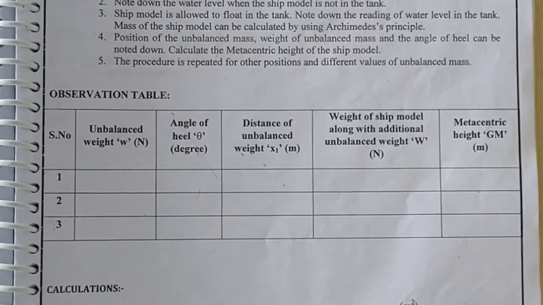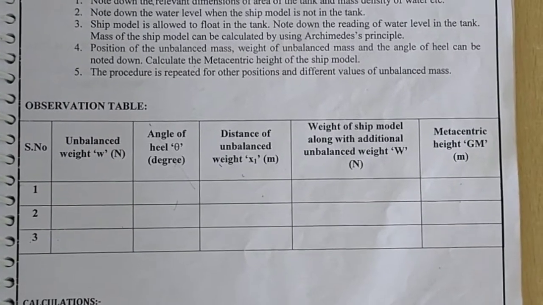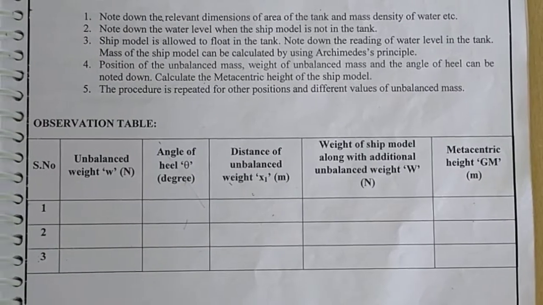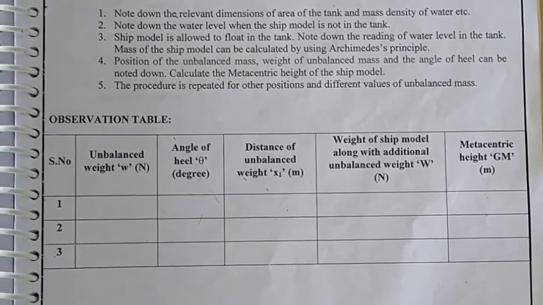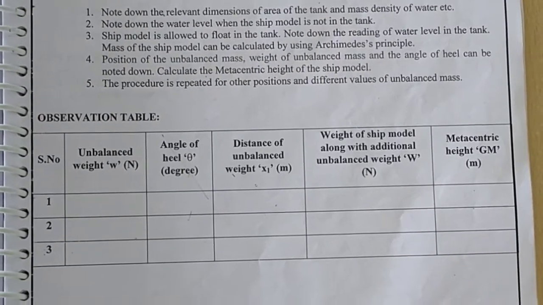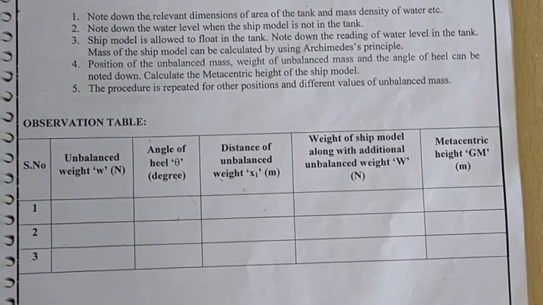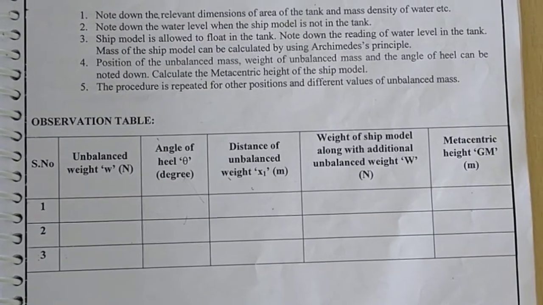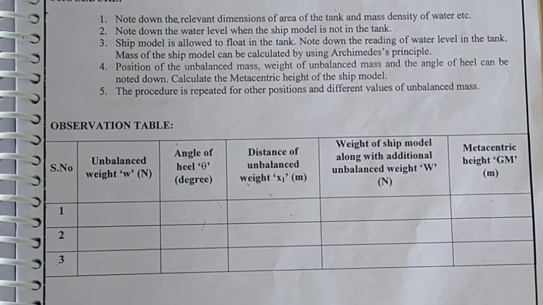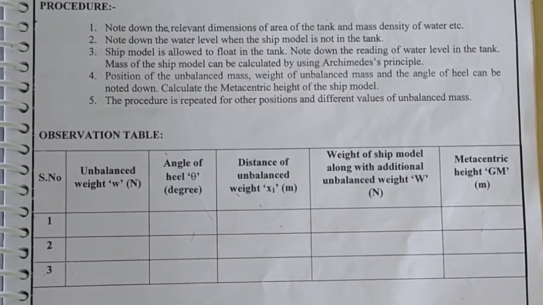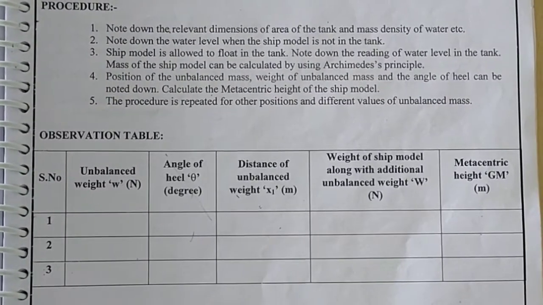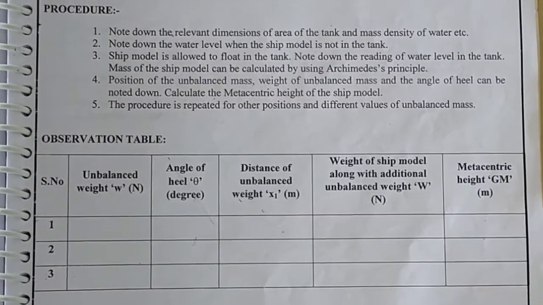You can see the observation table here, in which some parameters are required to calculate the metacentric height. Number one, unbalanced weight, small w in Newton. Second, angle of heel, that is theta in degree. Distance of unbalanced weight x1 in meter. Weight of ship model along with the additional unbalanced weight w, and metacentric height in final.